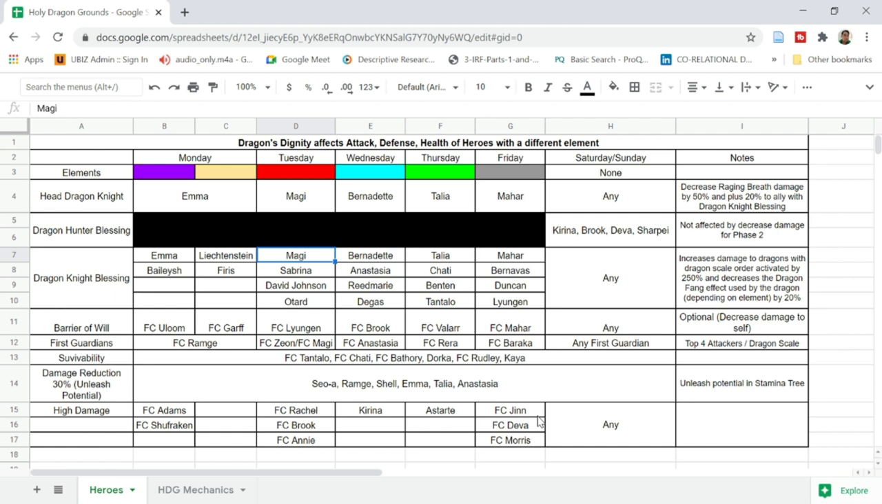But you have to make sure that their Unleash Potential is leveled up all the way down to the bottom, to the last part in their stamina tree. And also, as an option, you could bring the high damage heroes that I indicated below. You have FC Adams and FC Shufraken for Monday, Tuesday, FC Rachel, FC Brooke, FC Annie, Wednesday, Karina, Thursday is Astarte, and Friday you have FC Jin, FC Deva, and FC Morris.